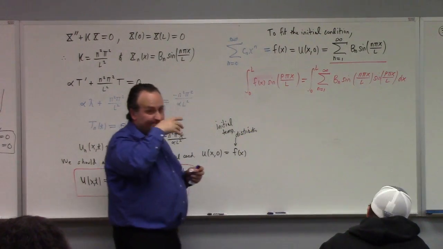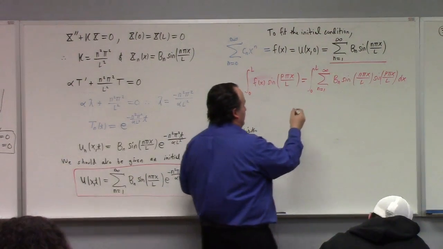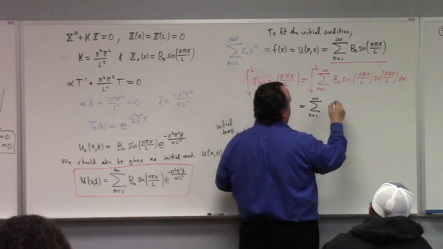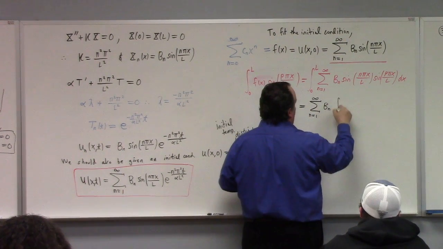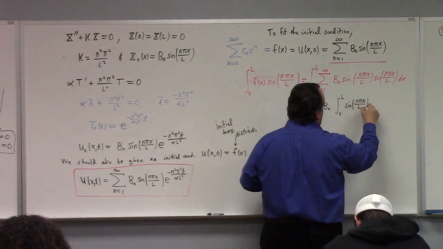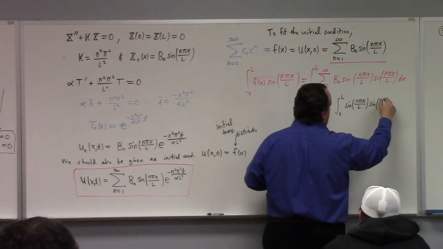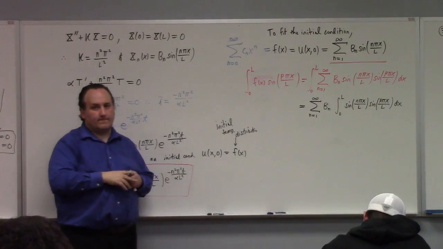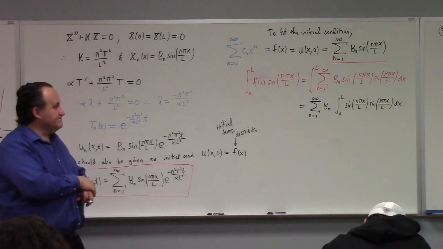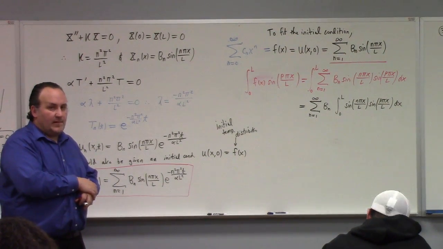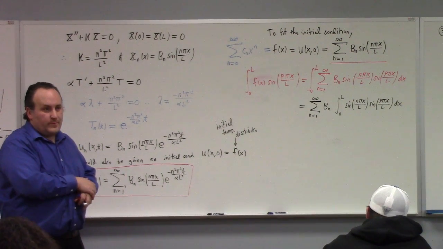All right. So, pulling the summation out and pulling the b sub n out, we've got the integral from 0 to L of sine of n pi x over L times sine of p pi x over L dx. How do you integrate a product of sines? This would be a smart formula to have on your formula sheet for the next test, right?